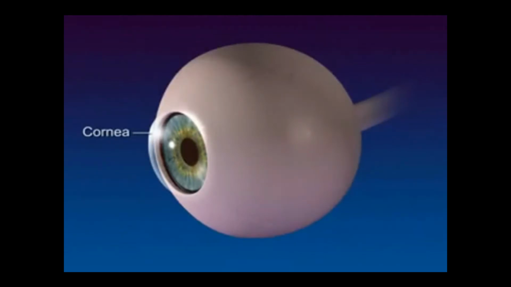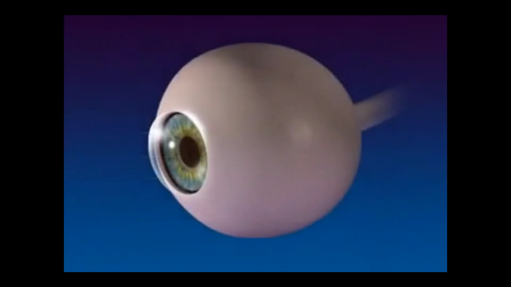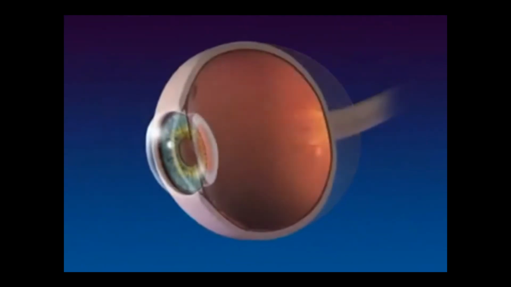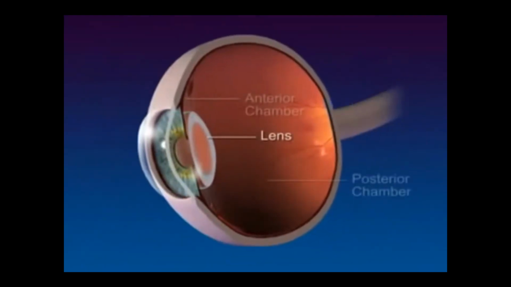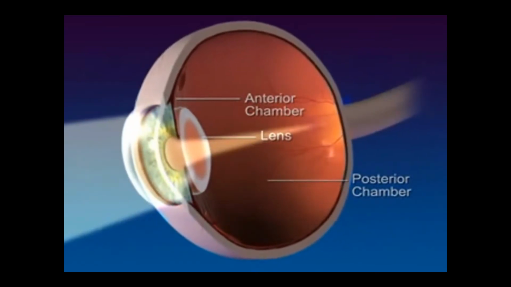The cornea is a clear circular area within the sclera where light enters the eye. The pupil is the circular opening in the front of the choroid. And the iris is the colored smooth muscle surrounding the pupil, which adjusts the size of the opening according to the brightness of light. The lens is located behind the pupil, between the anterior and posterior chambers.